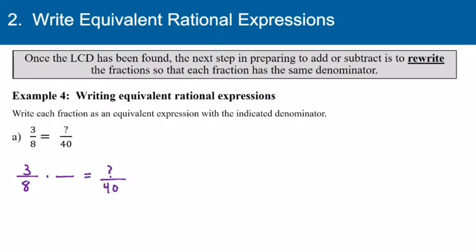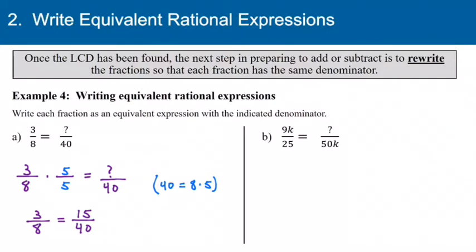So you have to ask yourself, 8 times what makes 40? Well, of course, 8 times 5 makes 40. But if you multiply the bottom by 5, then you need to multiply the top by 5 as well. So let's put 5 in both spots, and then 8 times 5 makes 40, and 3 times 5 makes 15. So we see that 3/8 is equivalent to 15 40ths. All right, that's for part A. Let's look at part B.